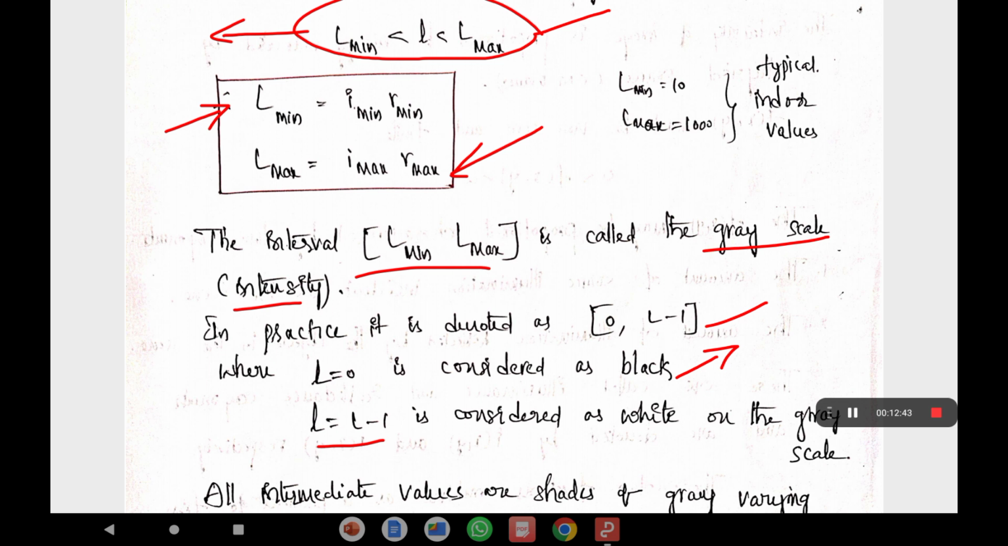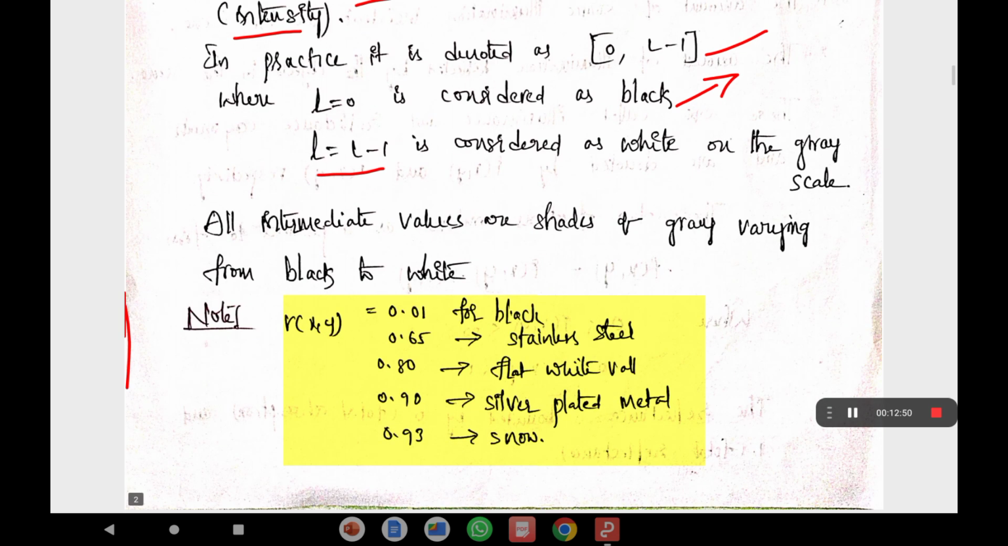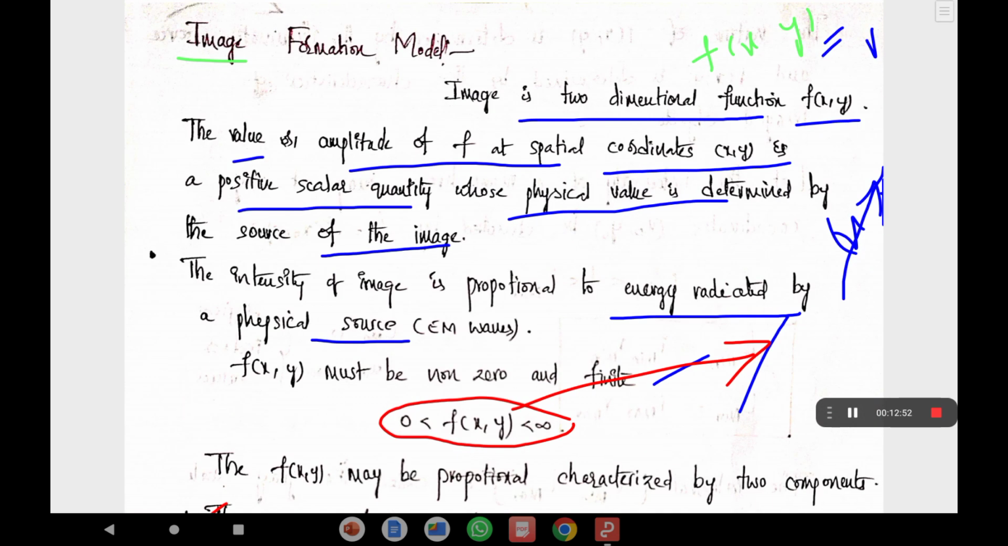So it starts from 0 to L minus 1, where 0 represents a black color and L minus 1 represents a white color. So that is nothing but just a brief introduction about how an image is formed.